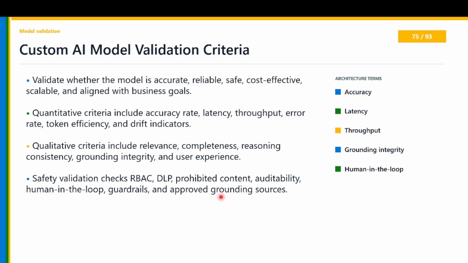Then approved grounding sources. Does it use approved grounding sources like SharePoint, OneDrive, OneLake, Azure Blob Storage, Cosmos DB, a RAG database, Azure SQL database, or a warehouse, or wherever the grounding data is coming from? Is it connected to and using the approved grounding sources, or is it just using information from its own memory? All these are what you can use to validate the base model, and the architecture terms that you can apply here.